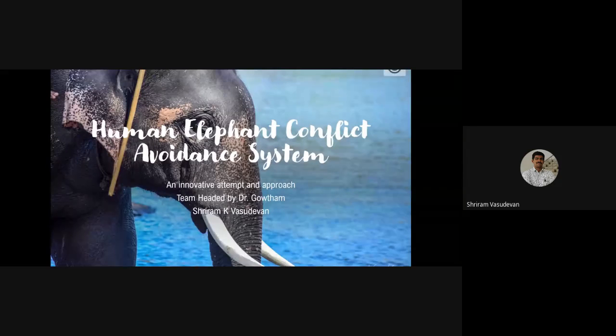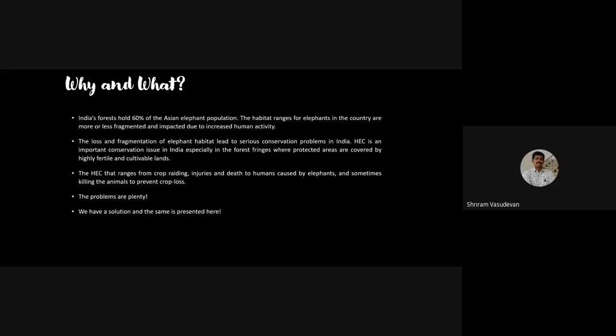What is it? Why do we need it? I'm going to explain it. Also, I'll show you a demo clearly on how the system works. Now, first understand one point. Elephant has become a rare species as well. In India also, it has become a rare species. Indian forests hold 60% of the Asian elephant population.